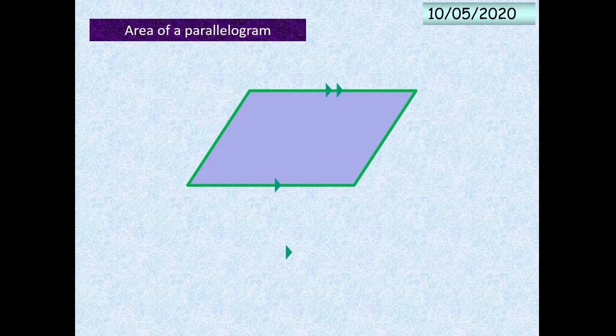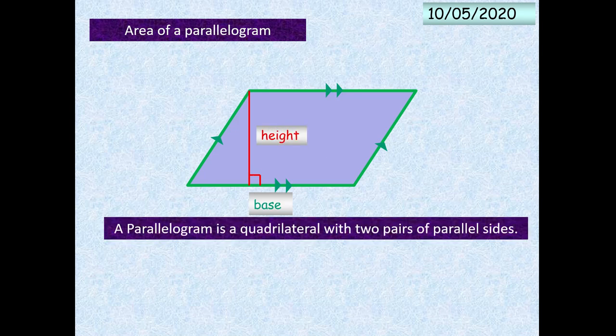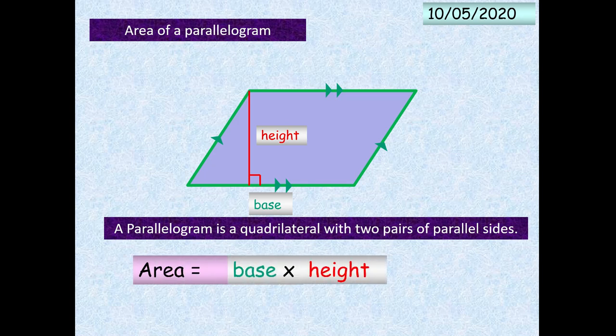It's my parallelogram. I've got two pairs of parallel sides. The opposite sides are parallel to each other. There's my perpendicular height, and there's my base. So the area of my parallelogram is base times height.